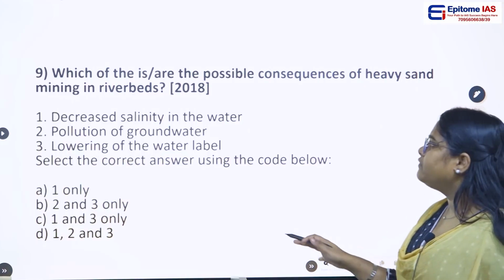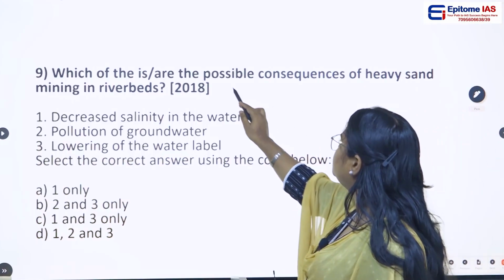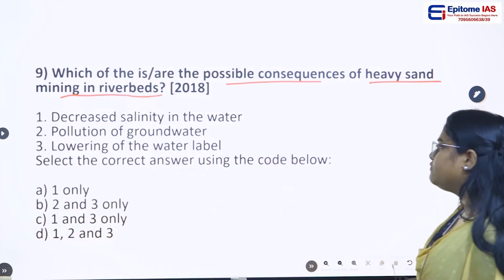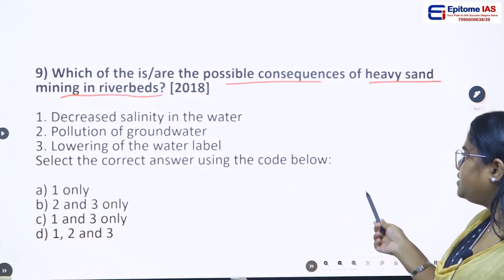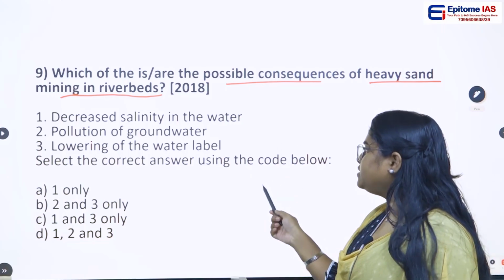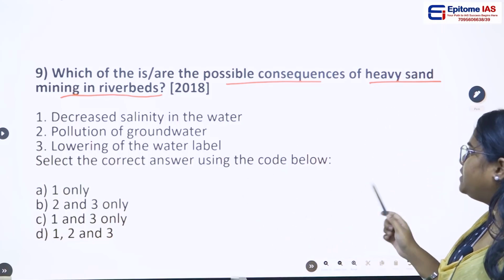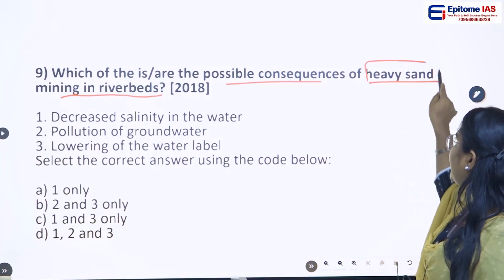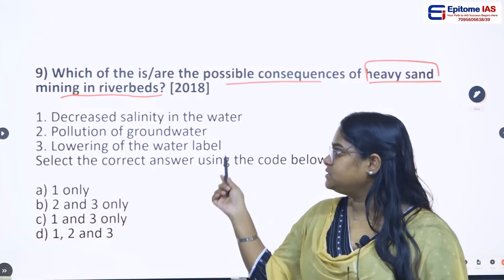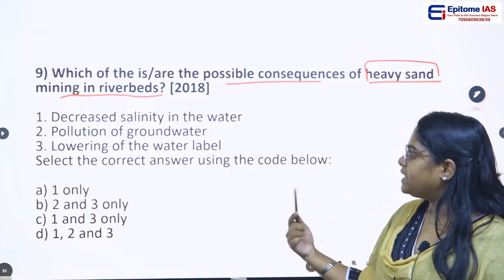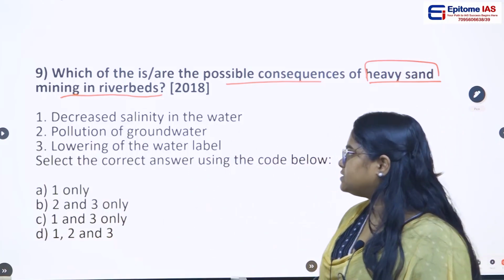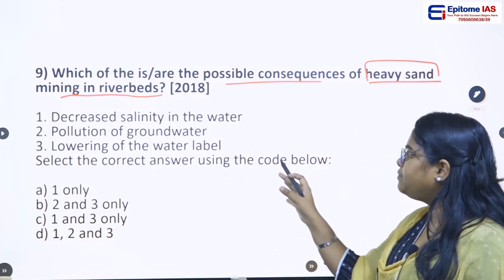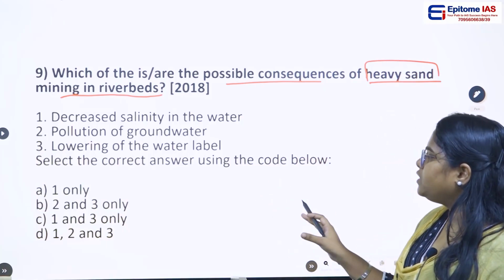So the next question, which of the following are possible consequences of heavy sand mining in riverbed? 1, decreased salinity in the water. 2, pollution of groundwater. 3, lowering of water table. So they are asking about what are the possible consequences when we are doing heavy sand mining. This happens usually in the riverbed, right? Heavy sand mining. So what are these consequences? First, they have given the decreased salinity in the water. Second, pollution of groundwater. Third, lowering of water table.